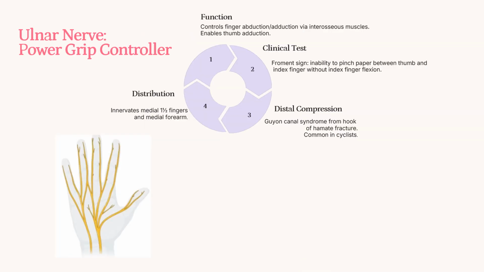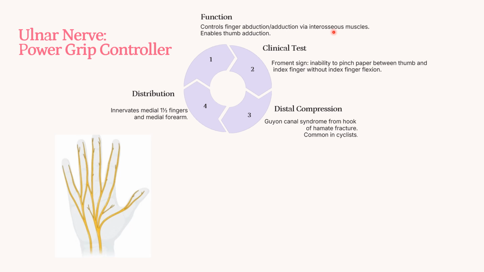Let's see about the ulnar nerve. Interosseous is the muscle which is responsible for causing adduction as well as abduction of the fingers. So the ulnar nerve is a nerve which supplies that interosseous muscle. Therefore, ulnar nerve controls the finger adduction as well as abduction via the interosseous muscles. This is the first point.